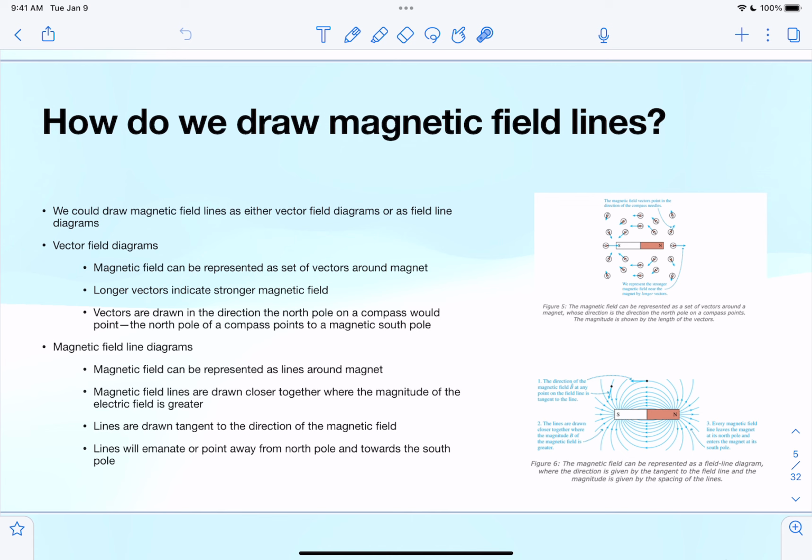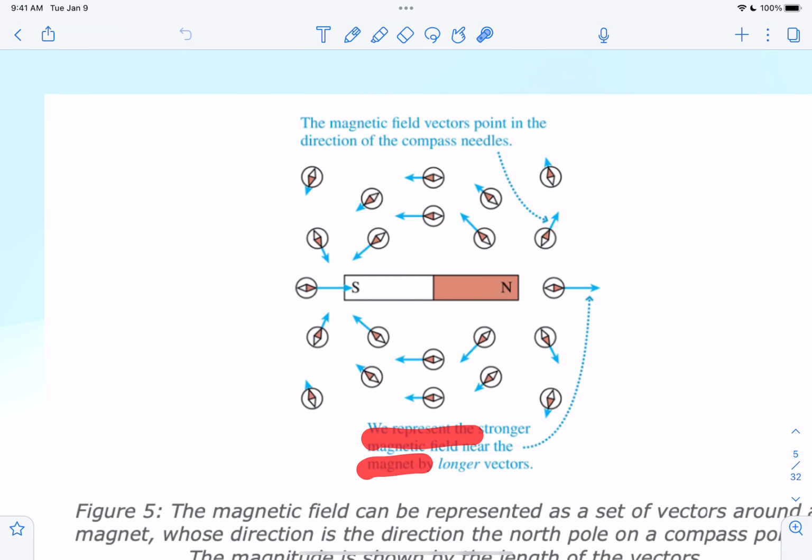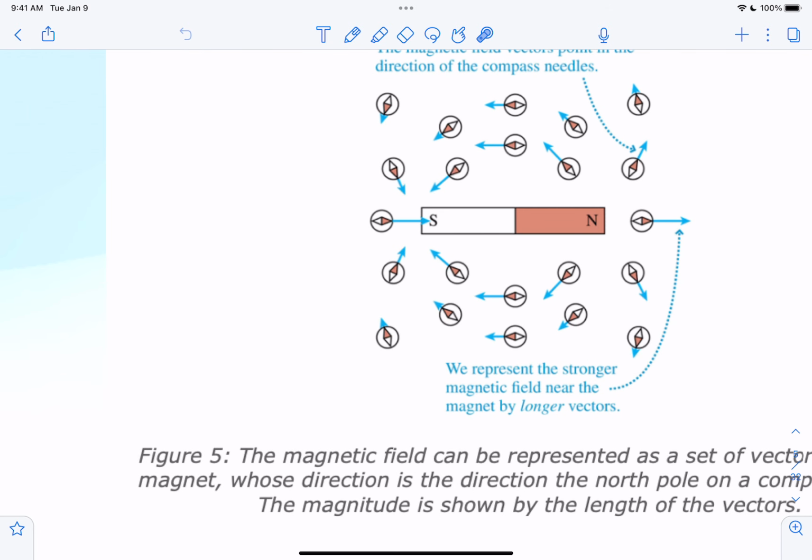Okay, and so you can see that here from the diagram as well. These red or orange north poles are pointing towards that south pole. Here it would be pointing directly away from the North Pole. So that red would point away from this red North Pole, because it wants to be repelled. Like I said, we represent the stronger magnetic field near the magnet by longer vectors. If you're farther away, you have a very small vector, as opposed to if you're closer to the magnet, you have a longer vector, because the magnetic field strength at that point would be greater.